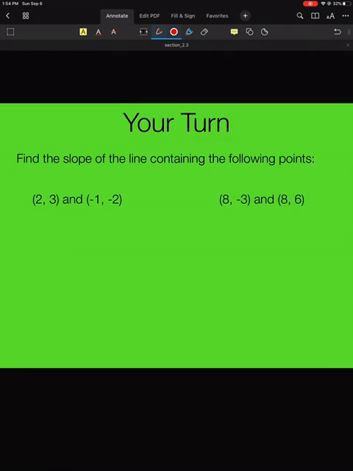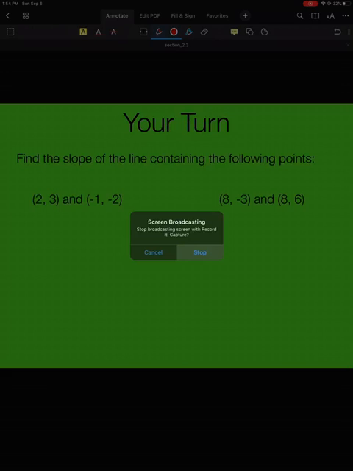For your turn, I want you to find the slope of the line containing these 2 points. So we have to find 2 slopes. That's the end of this video.